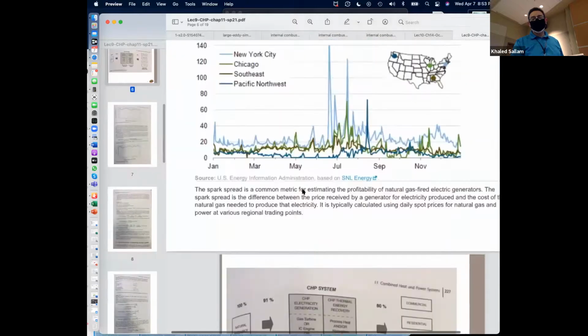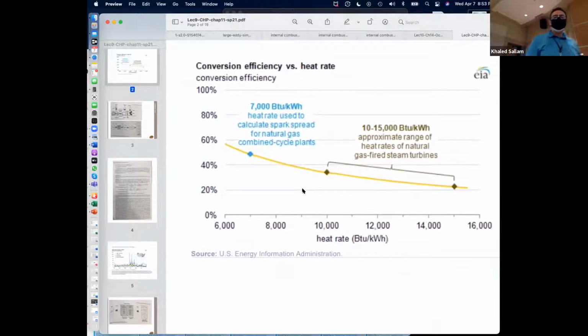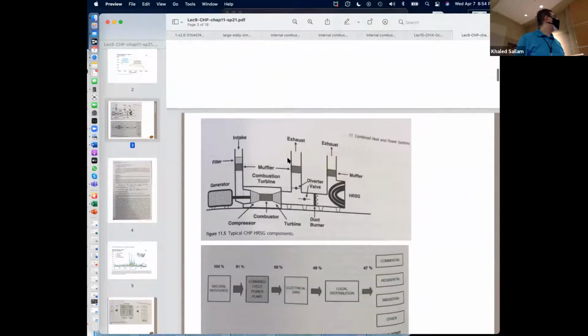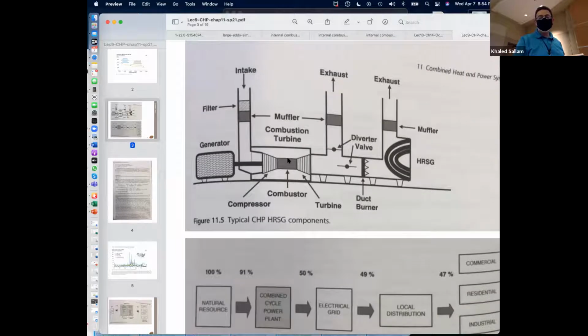Okay, so what makes this appealing is that you can increase your efficiency, right? So he's saying how combined cycle has efficiency that's really high compared to steam turbines by natural gas, which is in this range. Okay, so this idea of why combined cycle is better, because you are using the exhaust rather than sending the exhaust to the ambient, you are sending the exhaust to the HRSG.